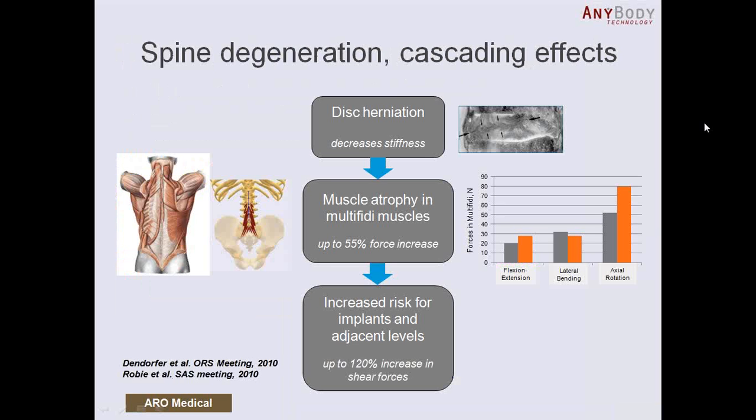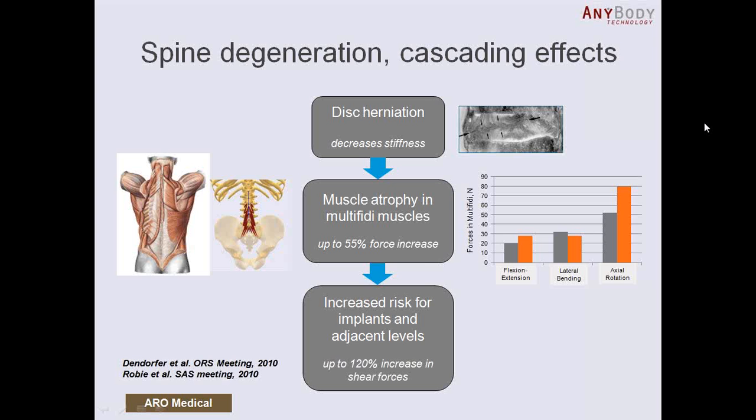Dendorfer, Roby, and colleagues have also reported on modeling studies that predicted increases in multifidi muscle forces. In their studies, they were looking at a loss of stiffness in the natural disc due to herniation. As indicated by the flowchart in the center of this slide, their findings are consistent with clinical observations of notable muscle atrophy in the multifidi. That atrophy is thought to be associated with the state of overload to which those muscles are subjected following a disc hernia.